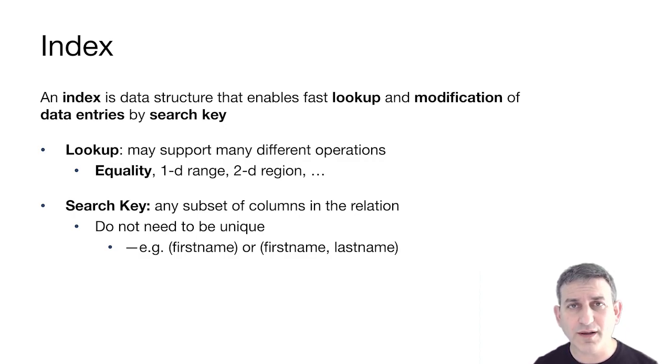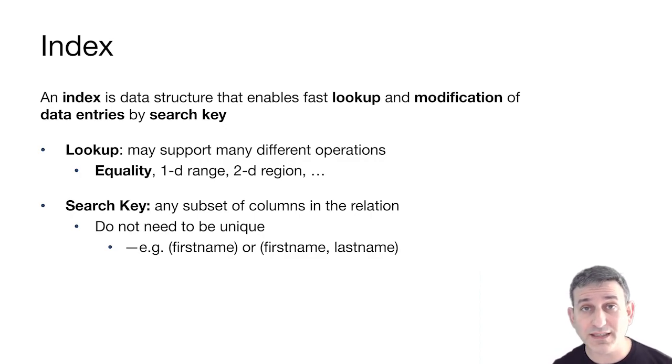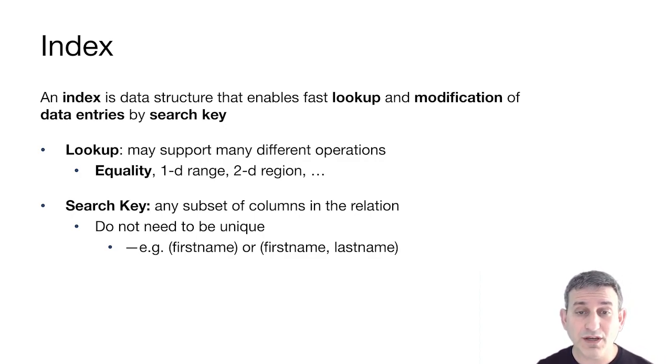Let's start with lookup. Lookup in an index can vary depending on the kind of index that you build. The lookups can support different operations. The typical operation is equality. Find me all items in the index that match a particular value. But we might have lookups for things like ranges in one dimension. Find me all items in the index that are between x and y.